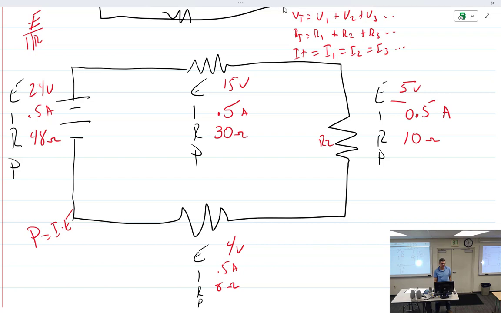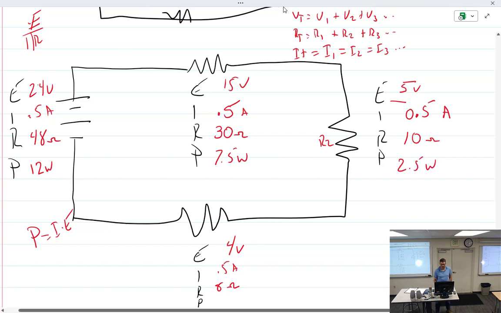And then we can solve for P, which is P equals I times E, and solve it all the way around. So 24 times 1/2 is 12 watts. 30 times 15 is what, 7.5? And 2.5 watts, and 4 times 1/2 is 2 watts. Add them all up together, and hopefully it would get to be 12. So there we go.